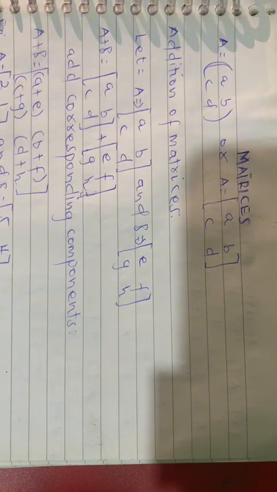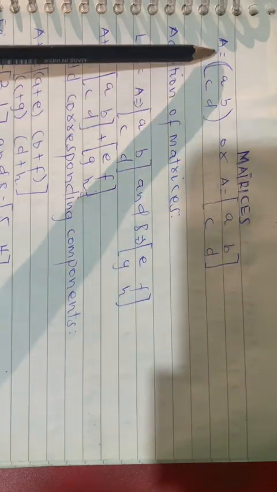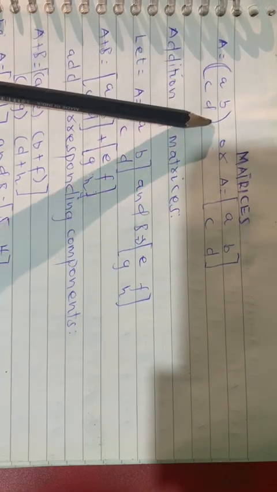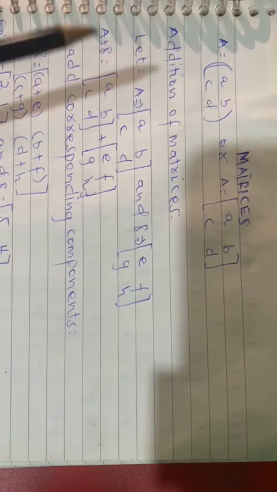The first thing you need to understand about matrices is that it's an arrangement of items. It can be numbers, it can be letters. I hope you get it, in brackets or parentheses. Now, if you look at this, this is a matrix. It can be written in this form or in this form.